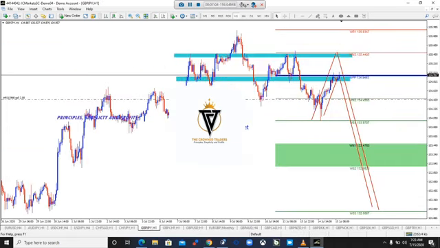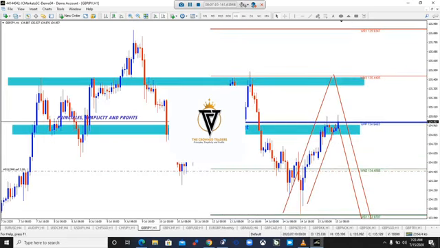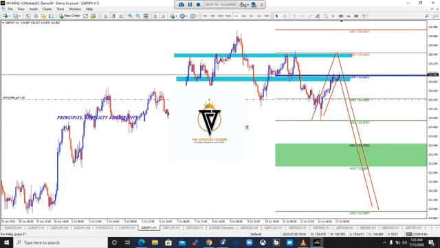Now GBP JPY has the same structure, so what you have to do is just wait for the market to come to you, and you take advantage of this opportunity. It's as simple as that. They are fast moving pairs, and they can pay your bills if you have the patience and discipline to wait enough.